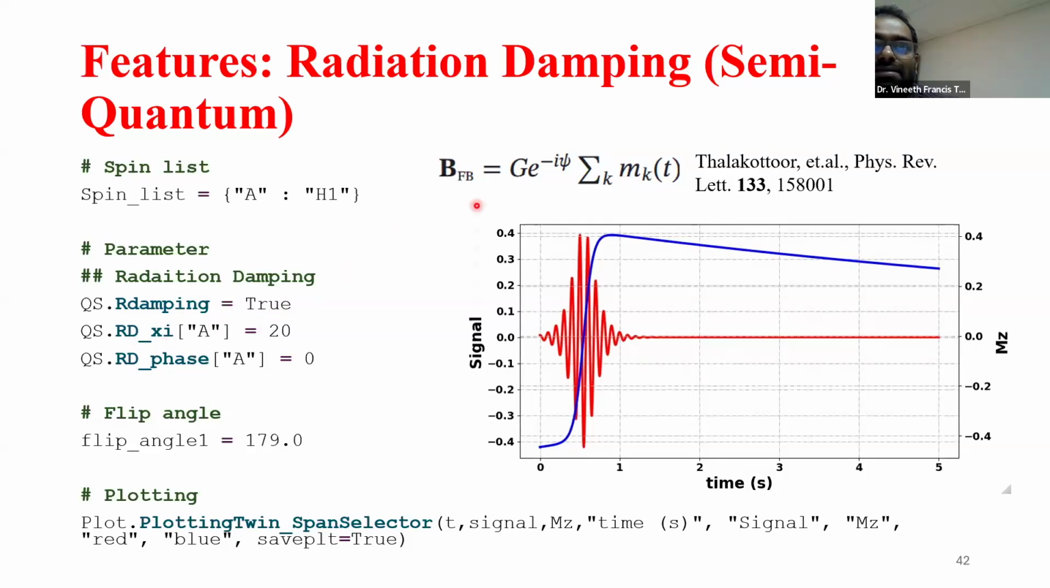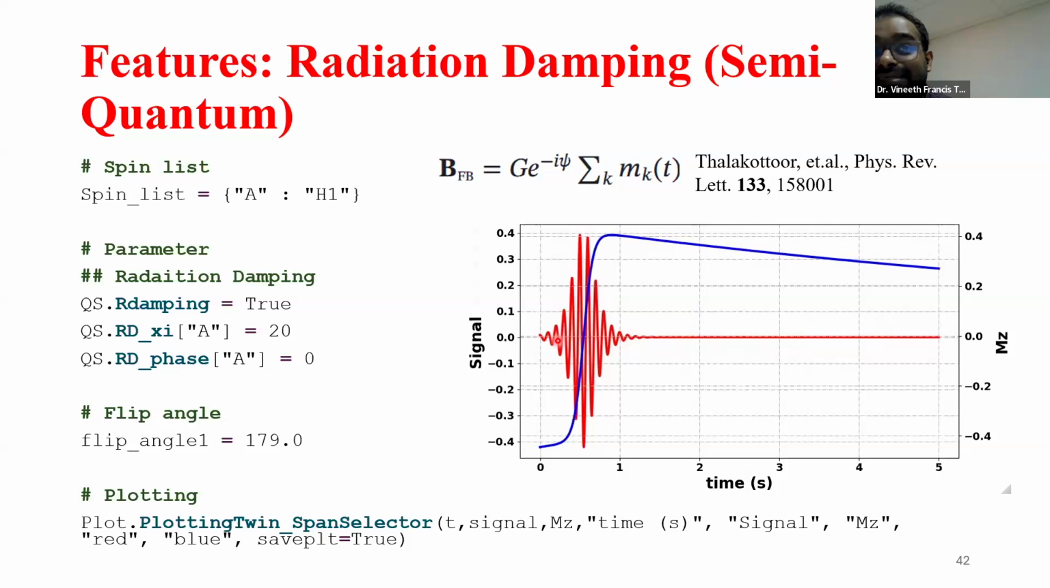You can define this G constant here for each spin. So here we have only one spin, so you can define it for the spin A. And you can define this phase, this psi, which is 0. And we are going to see a near 180-degree flip, and see what our FID will be. So if you have already done some 180-degree pulse on a water signal, you can see the transverse component is not exponential, but a hyperbolic secant.